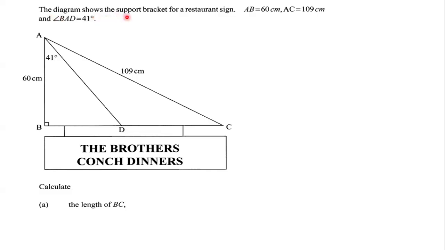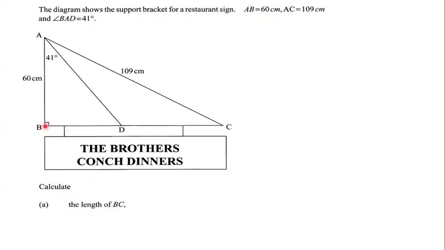The diagram shows the support bracket for a restaurant sign. AB is equal to 60 centimeters, AC is equal to 109 centimeters, and the angle BAD is equal to 41 degrees. The first question states that they want us to calculate the length BC.